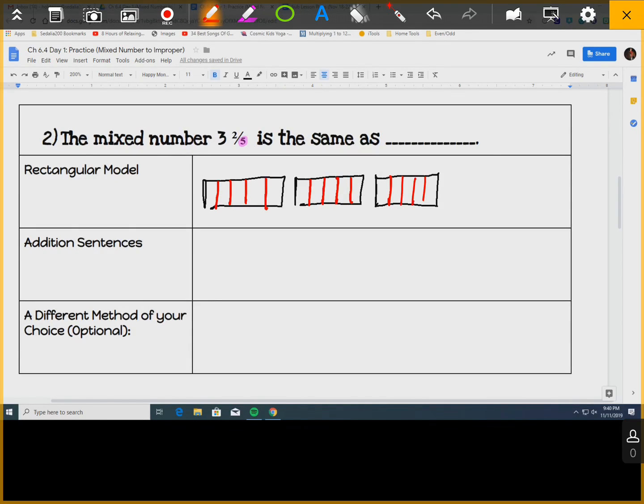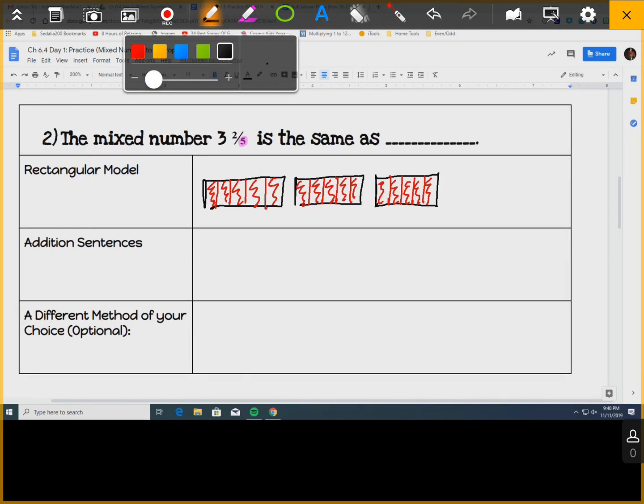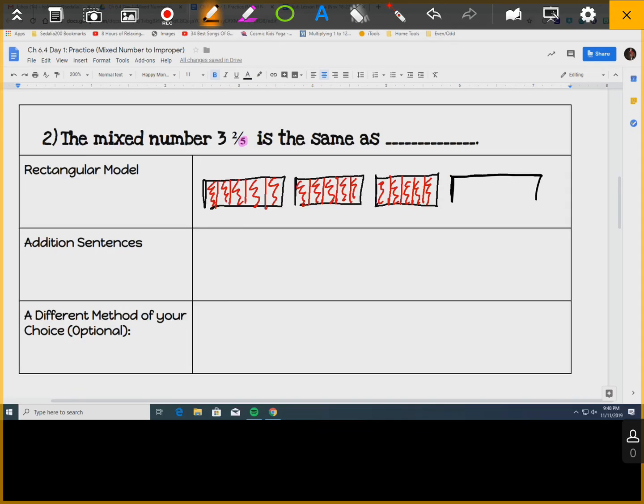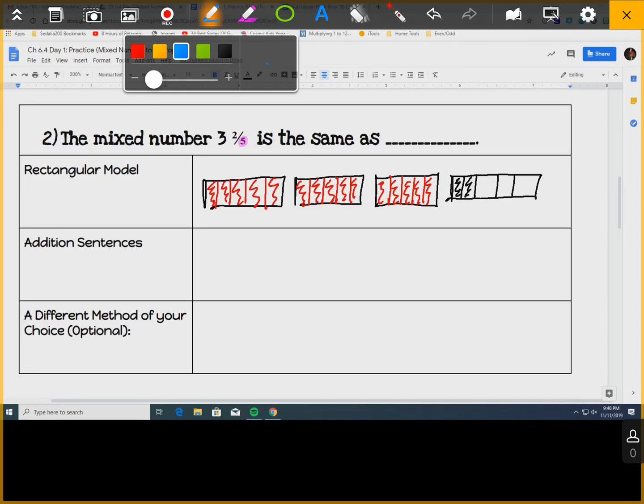And for each whole, I have all 5/5. So I have one group of 5/5, 2 groups of 5/5, 3 groups of 5/5. Again, that's my 3 wholes made out of fifths. Then I have 2/5 more. To make 2/5, I'm going to draw a whole, cut it into 5 equal pieces, and color in 2 of those. Now I can easily count all of my fifths.